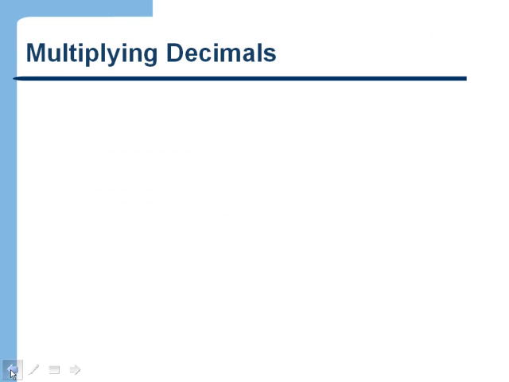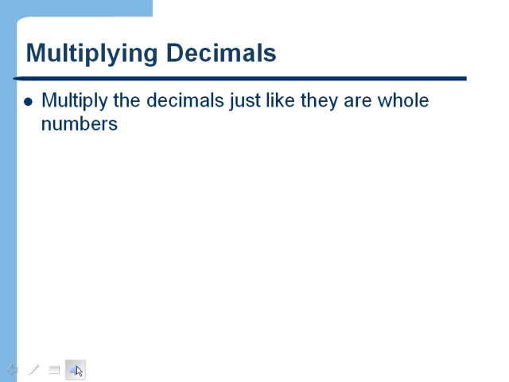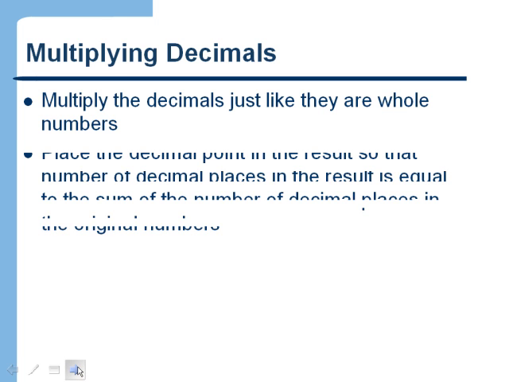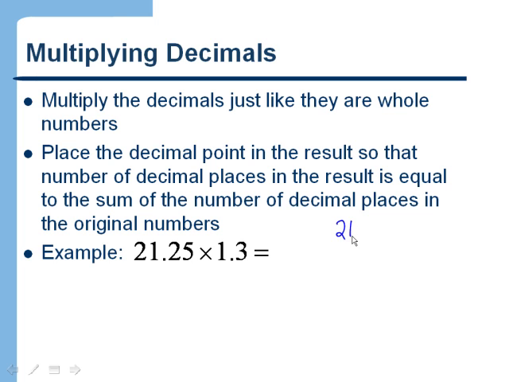So let's take a look at how to multiply decimals. The first thing we do is we multiply the two numbers just as if they're whole numbers. Then what we have to do is figure out where the decimal point goes in the result. And what we do is we place the decimal point in the result so that the number of decimal places in the result is equal to the sum of the number of decimal places in the original numbers. So here we are multiplying two numbers. We're multiplying 21.25 and 1.3.